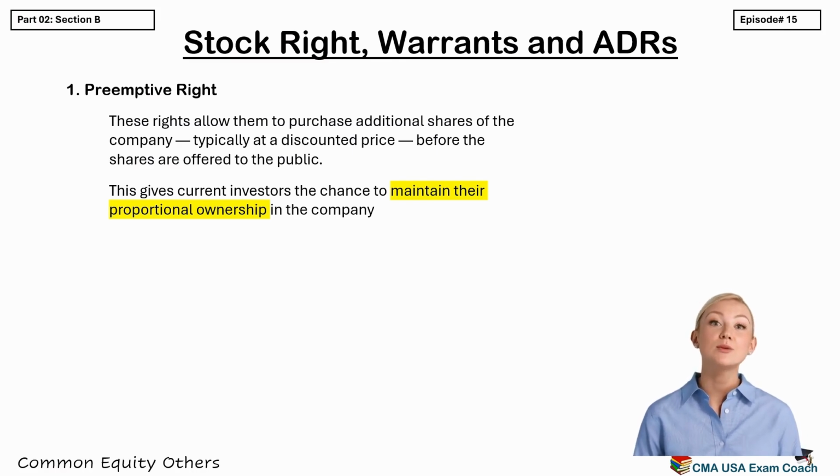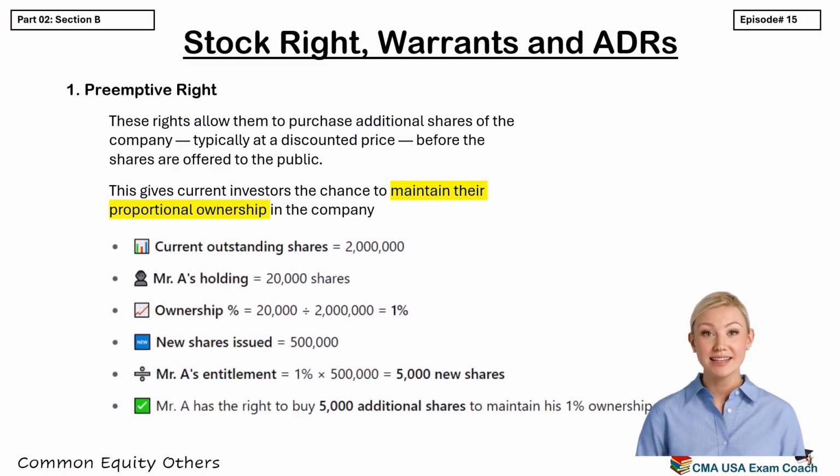Suppose there is a company with 2 million shares currently outstanding. One of the shareholders, Mr. A, owns 20,000 shares out of those 2 million. Now, the company decides to issue 500,000 new shares and offers these shares to existing shareholders through a preemptive rights offering. So, how many of the new shares is Mr. A entitled to? First, we calculate Mr. A's ownership percentage in the company.